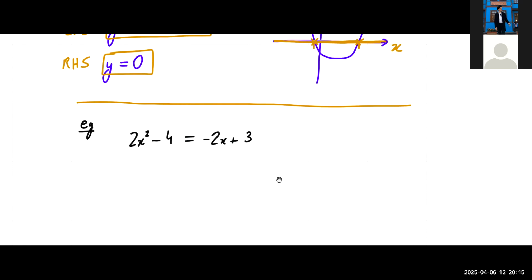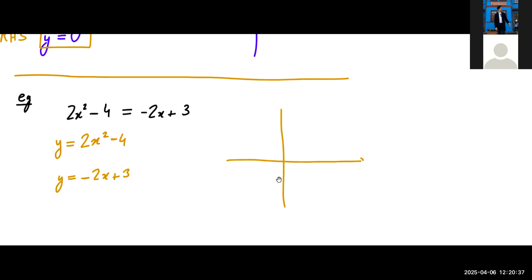So which two equations do I need to plot on the graph now? 2x squared take 4. Okay. The left-hand side, and negative 2x plus 3, exactly. Now, on the graph, it'll look something like this. So you don't know this yet because we haven't gone over transformations, but 2x squared minus 4 will look something like this. Okay. And y equals minus 2x plus 3 will look a lot like this.